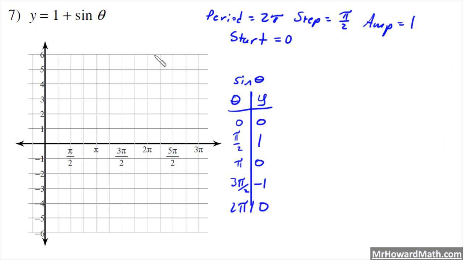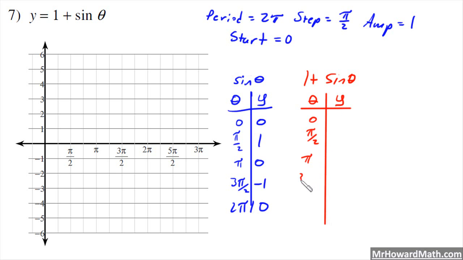Now the transformed 1 plus sine theta. So easy enough. All we have to do is leave the theta values alone. No change there. And add 1 to the y values. So still 0, pi over 2, pi, 3 pi over 2, and 2 pi. Now add 1 to these. So it's 1, 2, 1, 0, 1. I just added 1 to all of those values. That's it. We're shifting the whole sine graph up by 1.